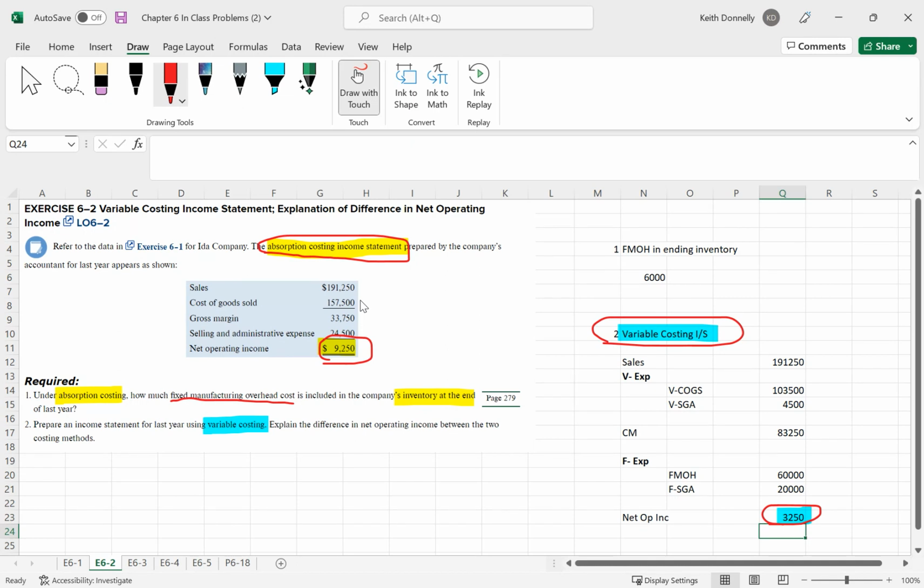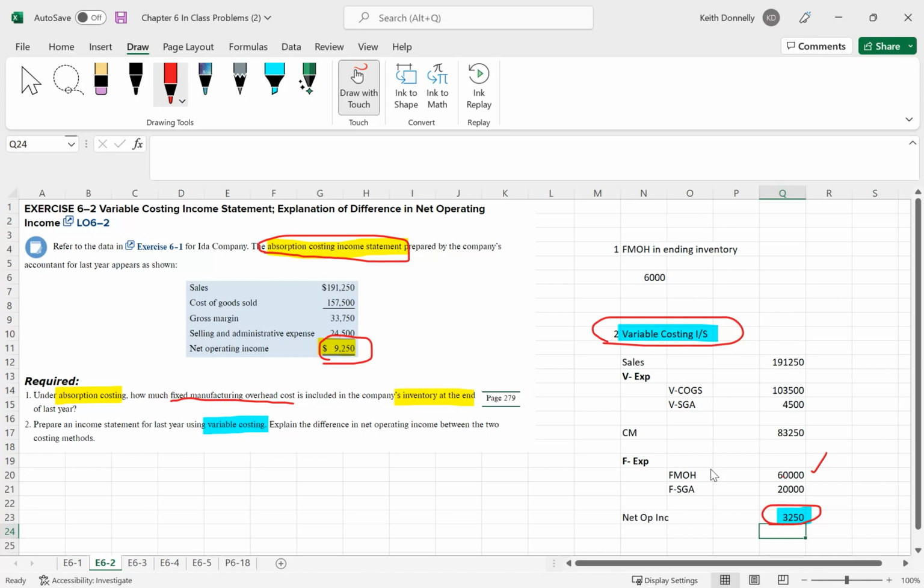The reason there's a difference between these two net operating incomes is that we do that over here for the absorption income statement. Over here, we're going to expense out that fixed manufacturing overhead right when it happens. We don't kick the can on it. We take it now. So that's really the difference between those.